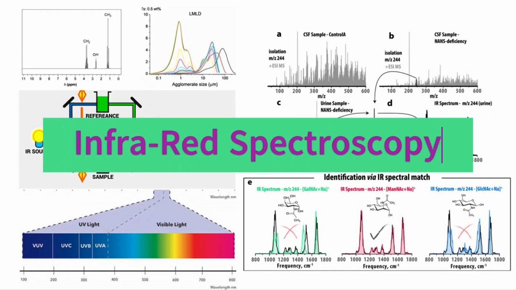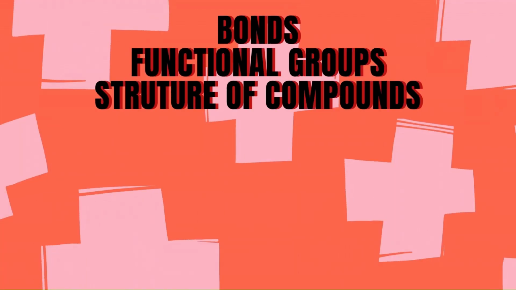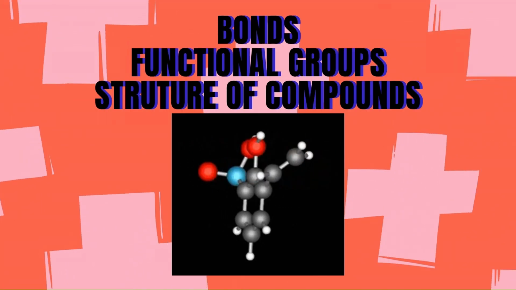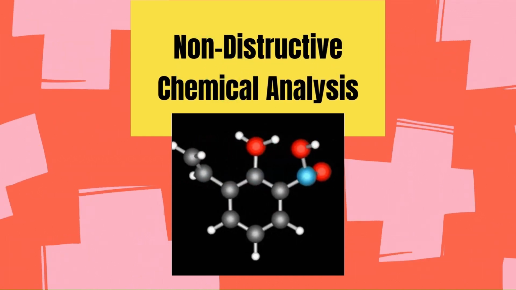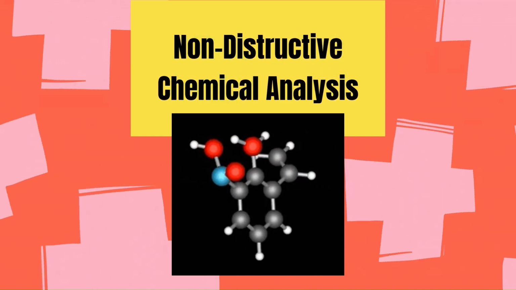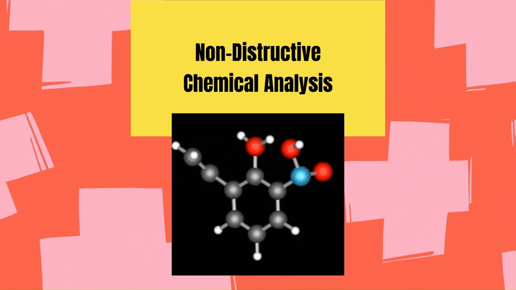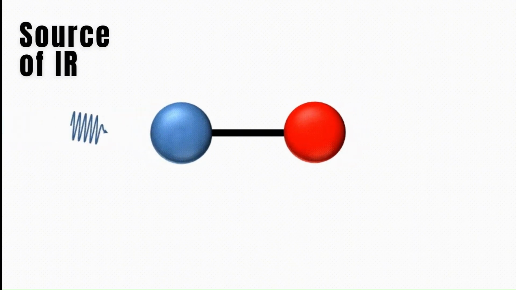Infrared spectroscopy is an analytical technique used to determine the bonds and functional groups in the structure of chemical compounds. It destroys no sample during analysis, hence we call it a non-destructive chemical analysis method. Infrared spectroscopy is a type of spectroscopic technique that involves the interaction of infrared radiation with matter.